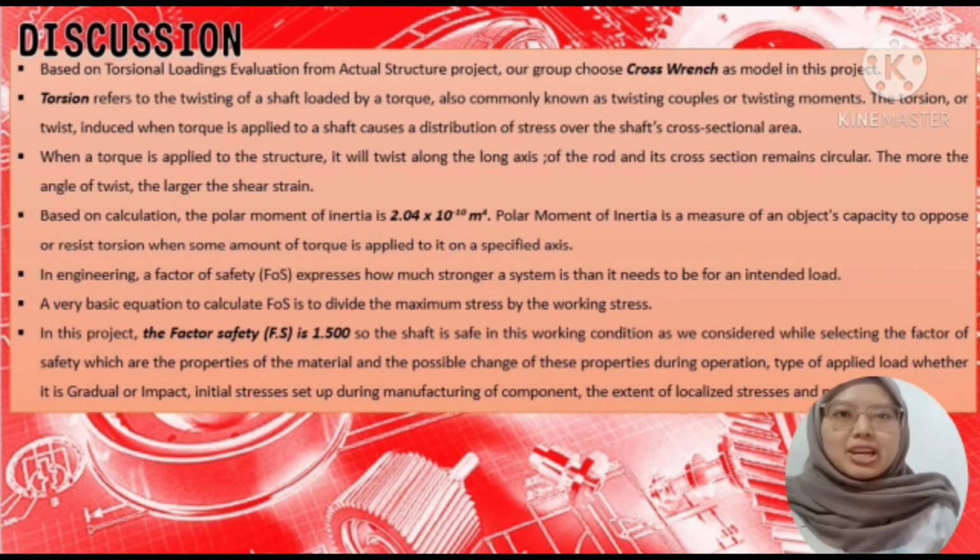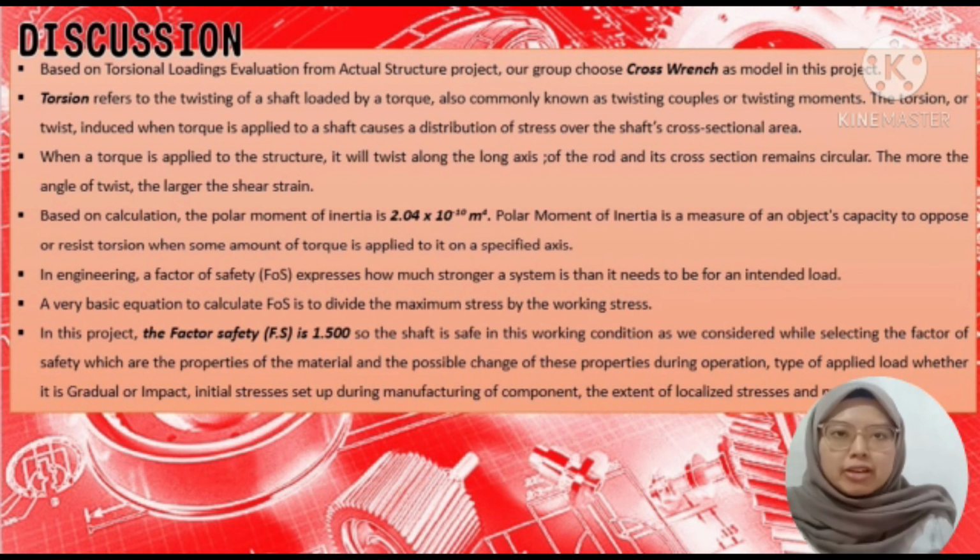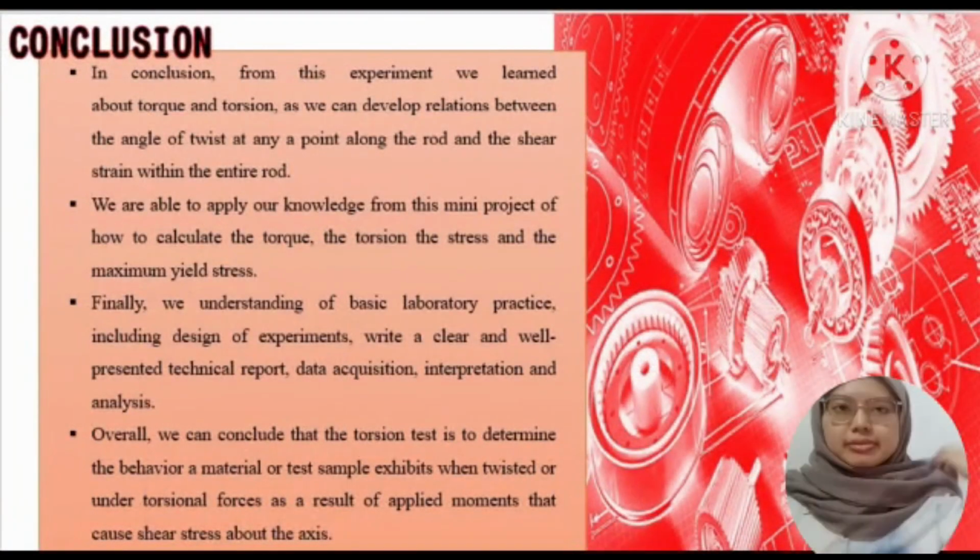Based on calculation, we get the value for the polar moment, which is 2.04. From that, we get the value for the factor of safety, which is 1.5. This is important because we want to know the shaft is safe or not. So in this project, the shaft is safe in this working condition. Because of what? Because we consider the safety in this project.